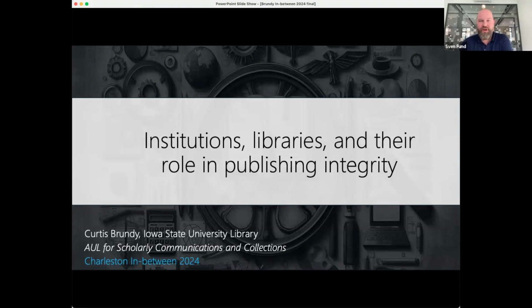Curtis serves on the organizing committee for the Subscribe to Open Community of Practice, which by all means you should know, especially as a publisher and as a librarian working in that field. And he is active with the OA 2020 US Working Group. Curtis will now develop his view on the role institutions and libraries should have in the process of research integrity. Over to you, Curtis, and thanks for joining us.